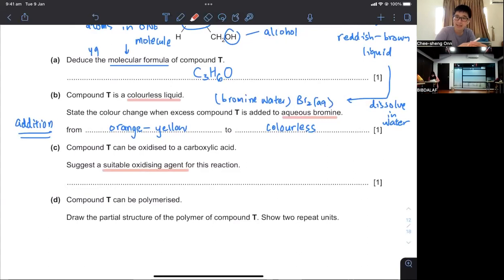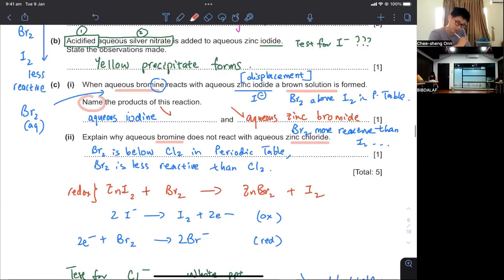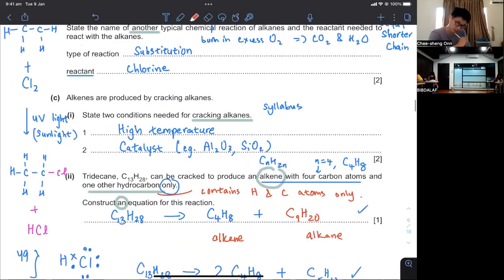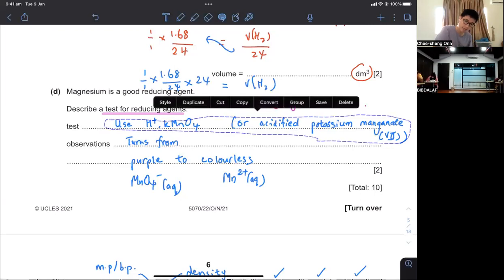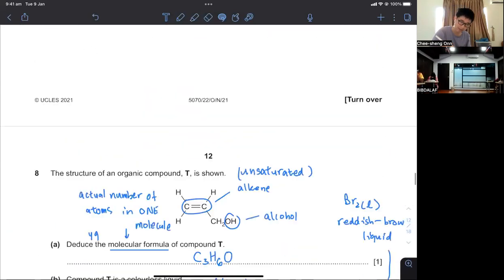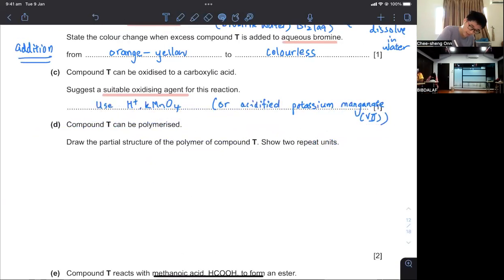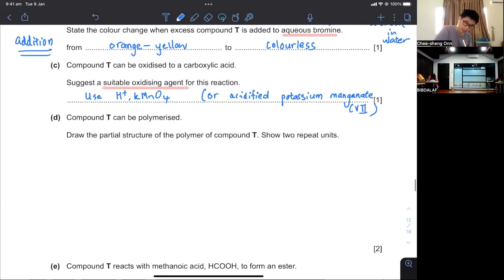You needed an oxidizing agent to test for reducing agent just now, right? Earlier, you had this question where you wanted to test for reducing agent. So you use oxidizing agent. You use acidified KMnO4, or in words, acidified potassium manganate(VII). It's the same oxidizing agent in your syllabus. Make sure you do not forget oxidizing and reducing agents, okay? They often come out, yeah? So there you go. If you use it in words, make sure you write it in full, okay? Potassium manganate(VII).